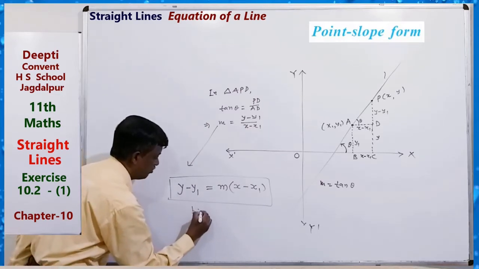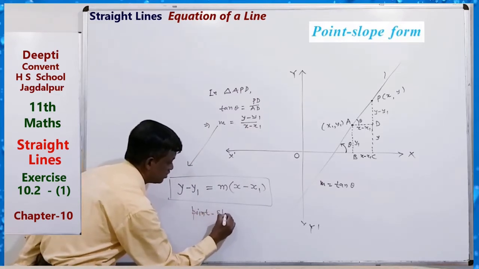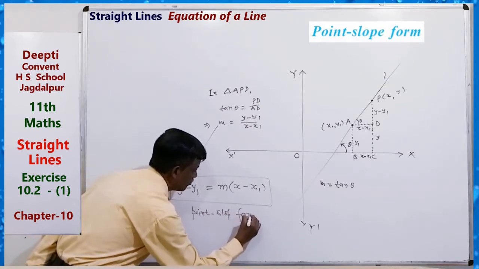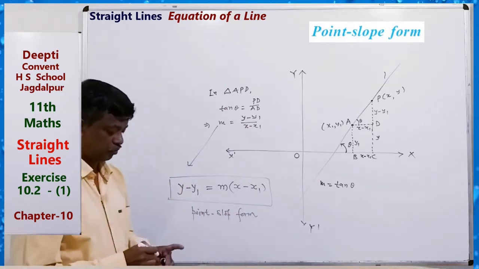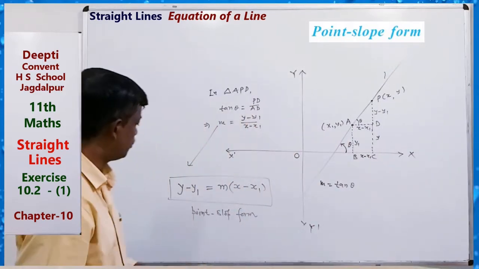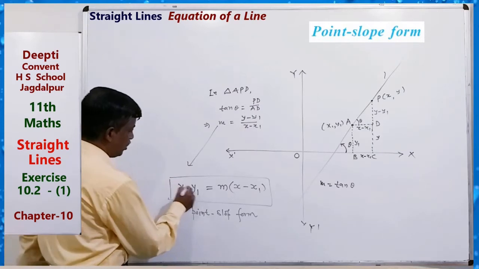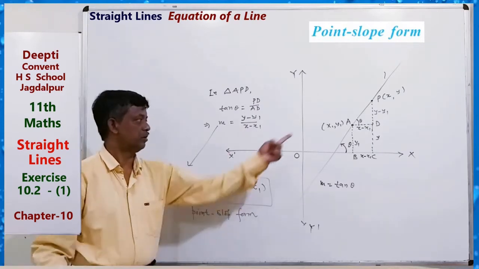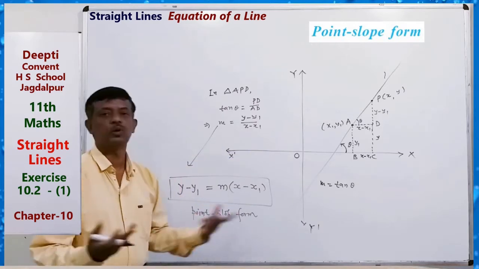Point slope form: y minus y1 equals m times x minus x1. Here (x1, y1) is the given point and m is the slope.